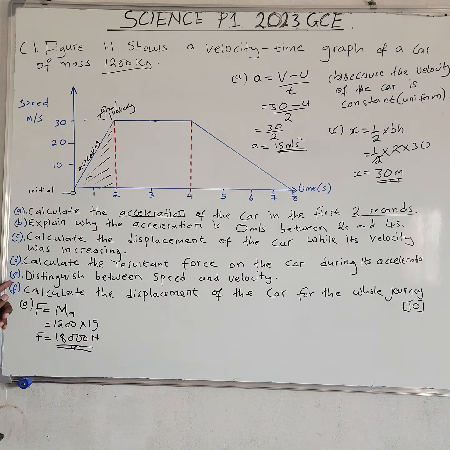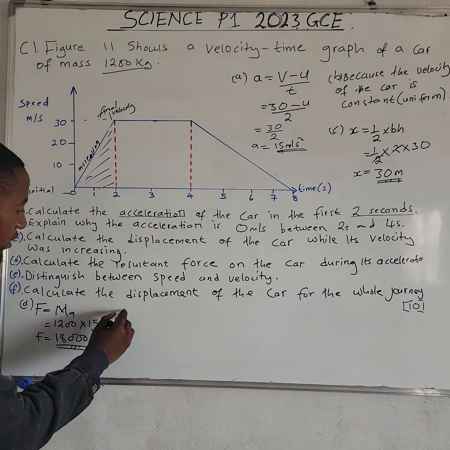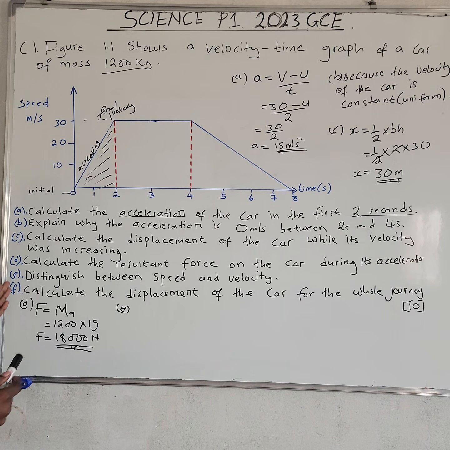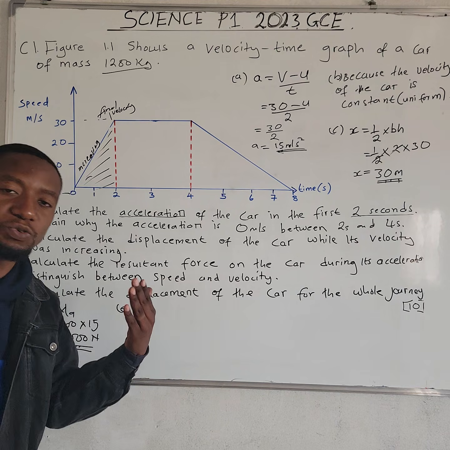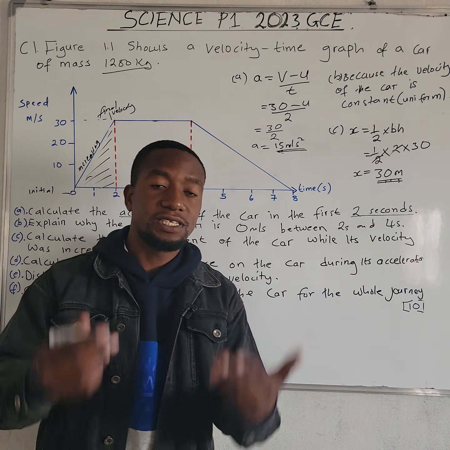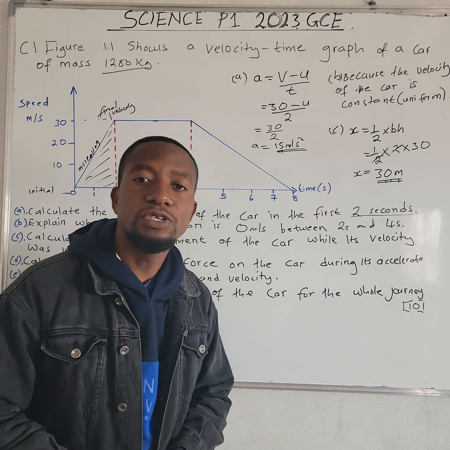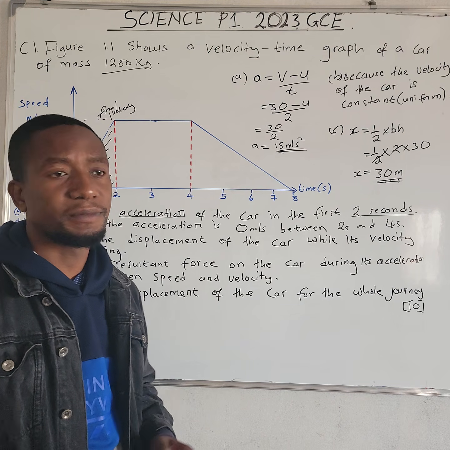Okay, let's proceed. We have E also here. E, they are saying: distinguish between its speed and the velocity. And this one was 1 mark. So they want us to distinguish between speed and velocity. How do you distinguish speed and velocity?